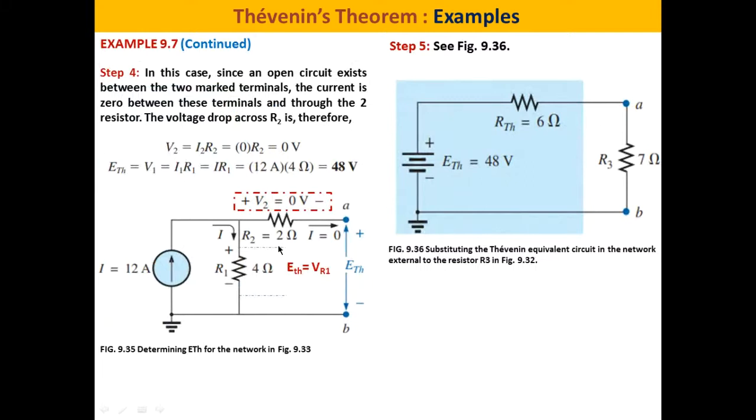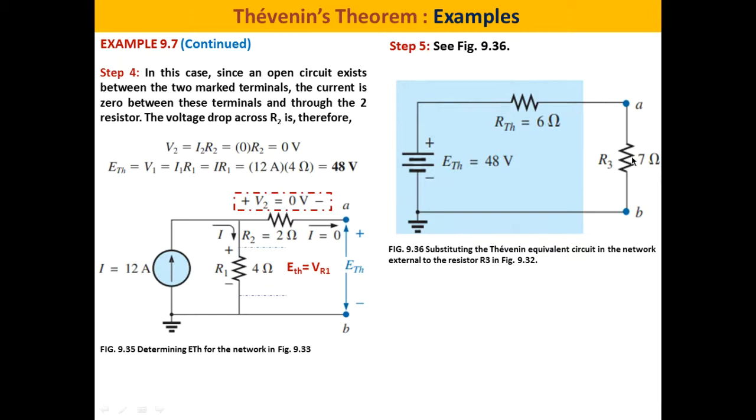So now we can replace this portion of the circuit by its Thevenin equivalent circuit, which consists of one voltage source, E Thevenin equals 48 volts, in series with one resistor, R Thevenin equals 6 ohms. So now we have the Thevenin equivalent circuit of all this portion. Now we can return back and connect again R3, 7 ohms.